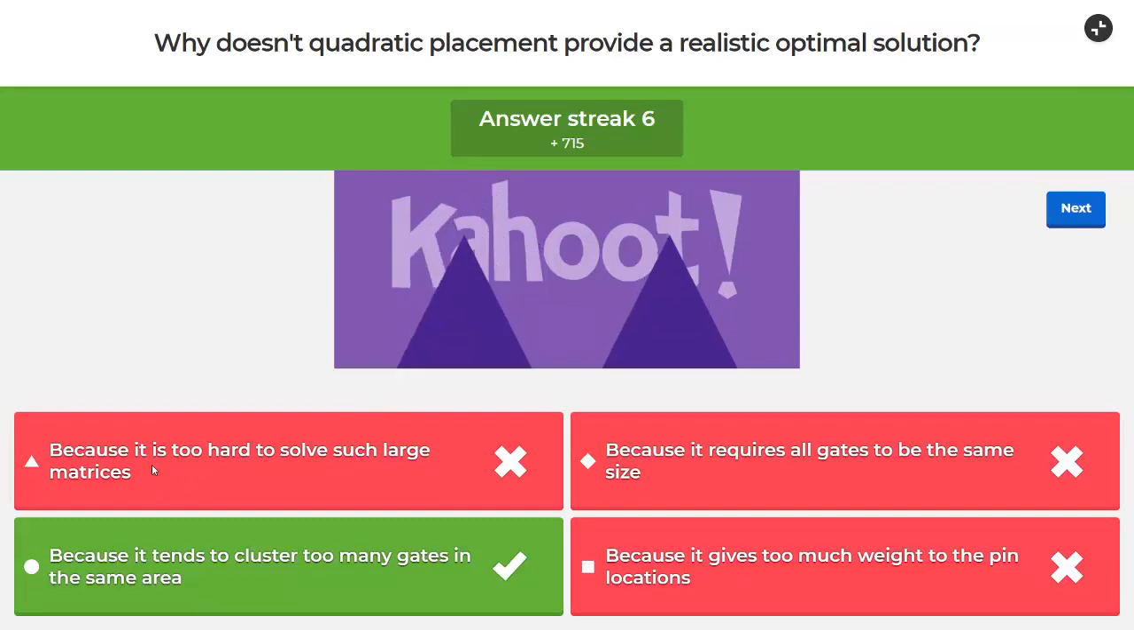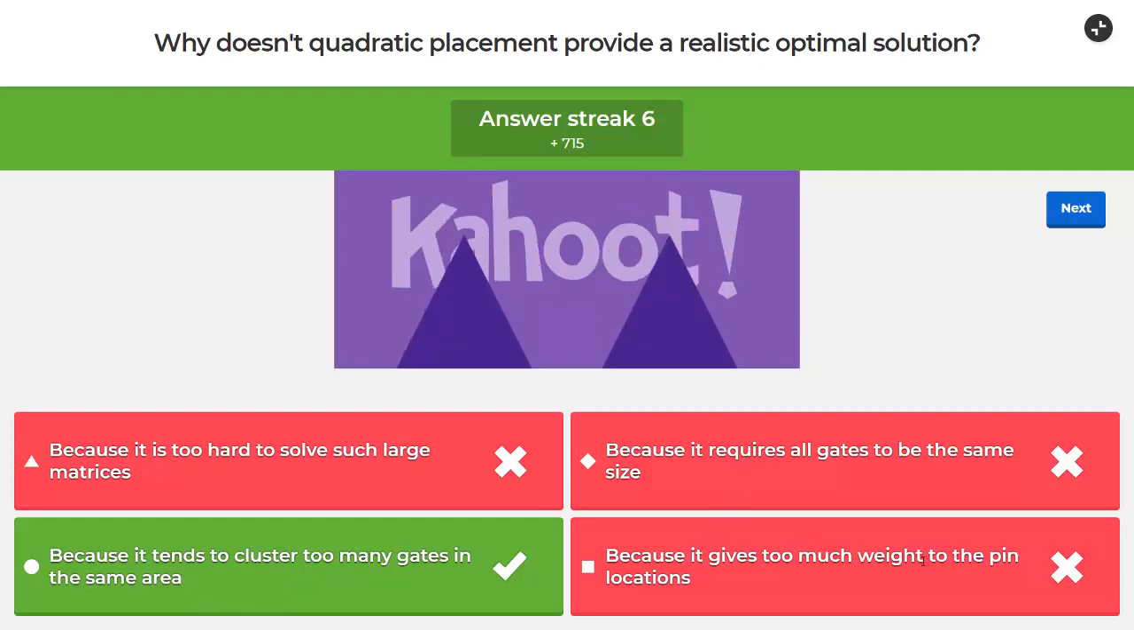I mean, it is hard, but we have good computing power and we have good ways to solve these matrices, and it's something that we can deal with. Because it requires all the gates to be the same size? It does not require the gates to be the same size. It assumes that all the gates are dimensionless, but then in a later stage, it's going to add the actual physical parameters and fix all the overlaps. So it doesn't require anything to be the same size. It just assumes that they are in order to solve the equation.